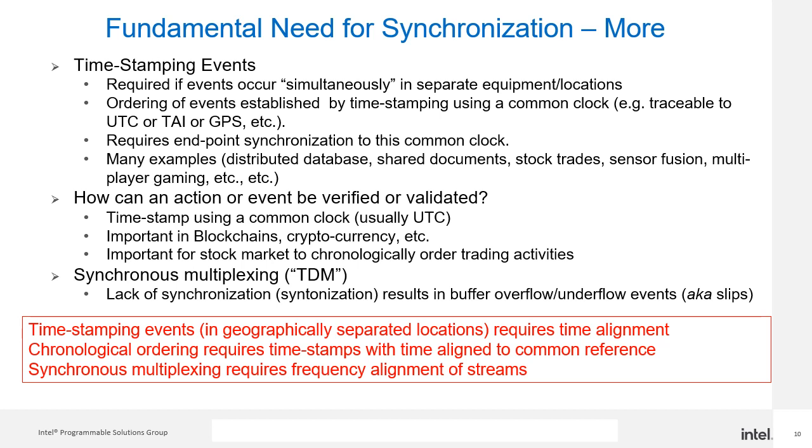Then in traditional telecom, or so-called TDM, where multiple data streams were merged together, they would have to have exactly the same rate, because otherwise you would not be able to interleave them. And if you did any buffer processing, these buffers would overflow or underflow.